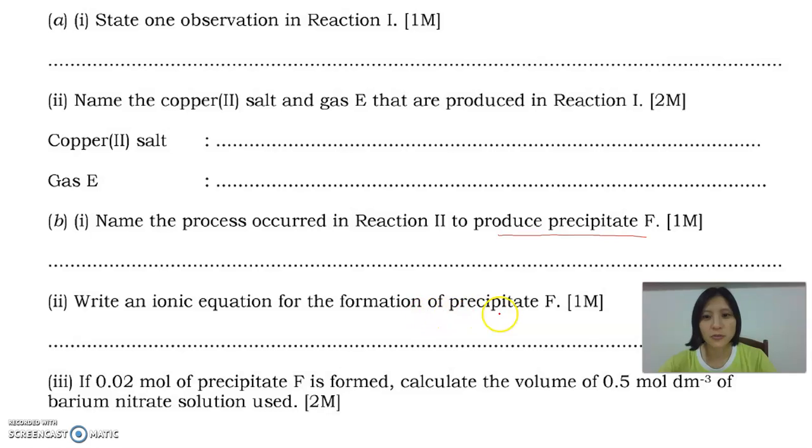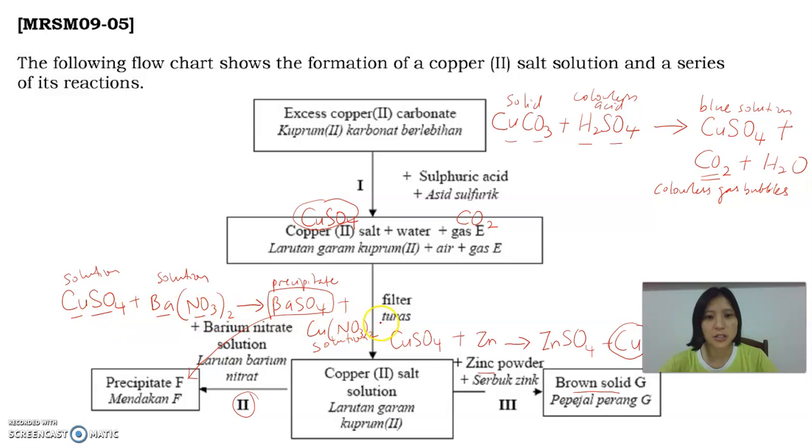Write an ionic equation for the formation of precipitate F. What I've written here is actually the chemical equation, so from here we can write the ionic equation. The shortcut is to write the precipitate first. This is the precipitate, and what ions form this precipitate? Ba2+ ion as well as SO4 2- ion will form this precipitate. So this is the ionic equation. Of course, the long way is to open up all the ions. Anything that is solution or acid will have ions. So you open up the ions.